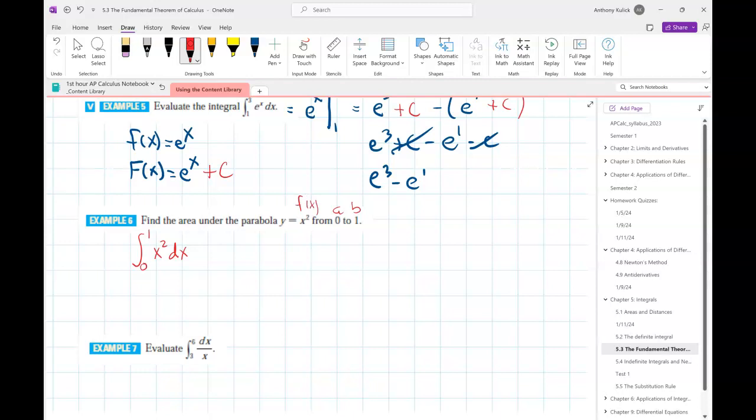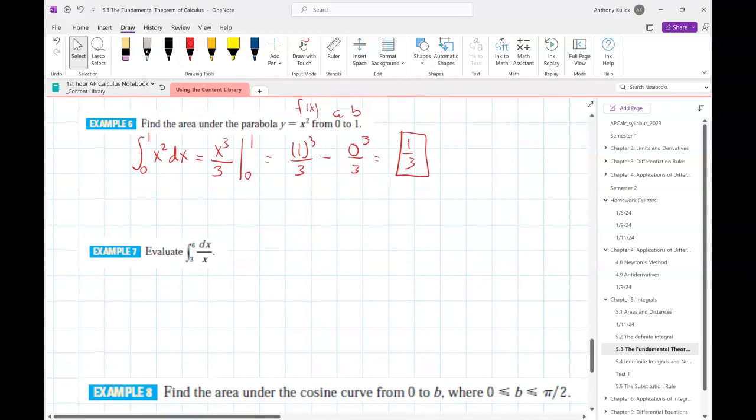Remember, we always have a dx at the end of our integral. So the antiderivative of x squared was add 1 to the exponent and divide by the new exponent. We evaluate that from 0 to 1, again, because those are the bounds of my integral. I plug the upper bound in and subtract the lower bound. I get 1/3.